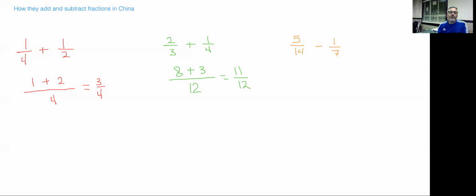One more. The common denominator for this one is, or the lowest common denominator, it's 14. So I go 14 divided by 14 is 1. Multiply the 1 into 5, you get 5. Minus, I do the same thing to the second fraction.